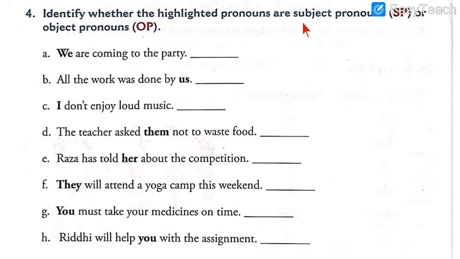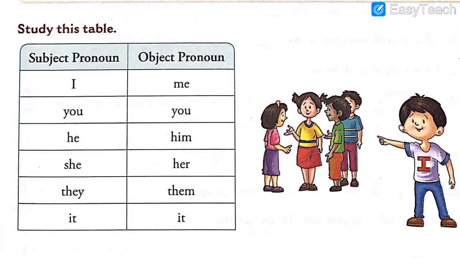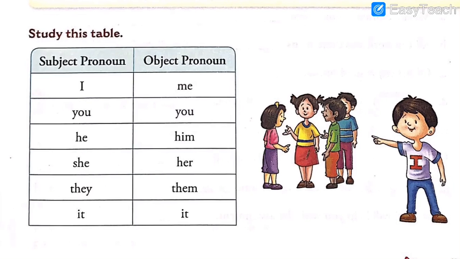SP means subject pronoun, and OP means object pronoun. Now before we continue with the exercise, I would like to show this table again, because this table will help you a lot for exercise number 4. In this table you can see clearly that subject pronouns are given on the left hand side, and object pronouns are given on the right hand side.